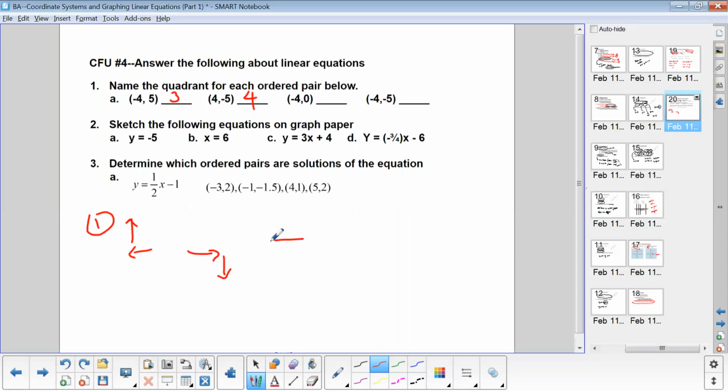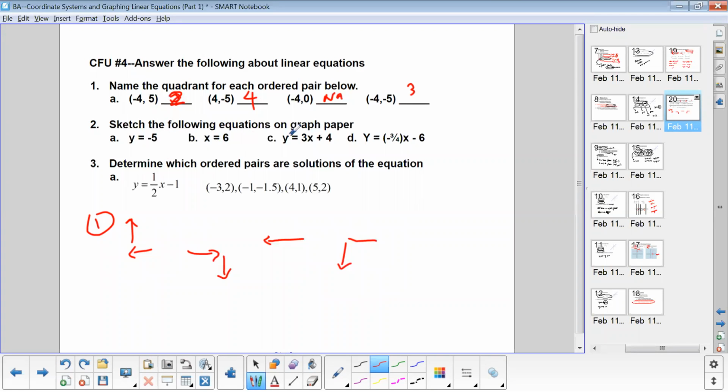(-4, 0) means we go to the left 4, but then we don't go anywhere. So this one is not in a quadrant. And then (-4, 5), which means you go left and up. I said that was quadrant 3, but that's actually quadrant 2.